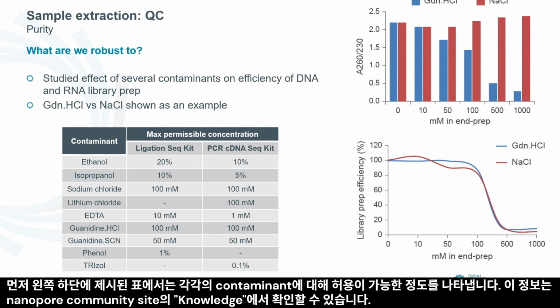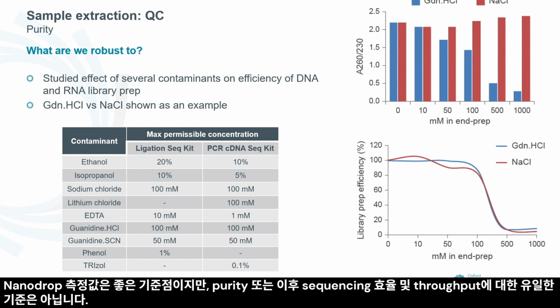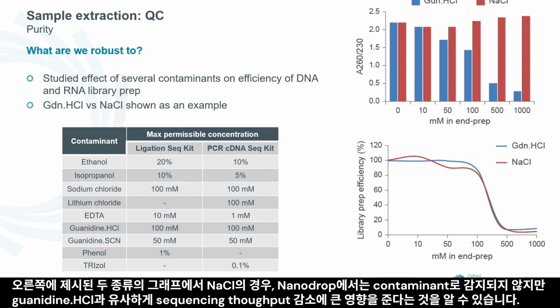This table shows the permissible levels of each of the contaminants tested. This is available in the knowledge section of the community for more information. So while NanoDrop readings are a good place to start, it isn't the only authority on purity and subsequent performance. The two plots on the right show how, even though the presence of sodium chloride cannot be detected as a contaminant by NanoDrop, in contrast to guanidine hydrochloride, its presence nonetheless greatly affects sequencing performance.